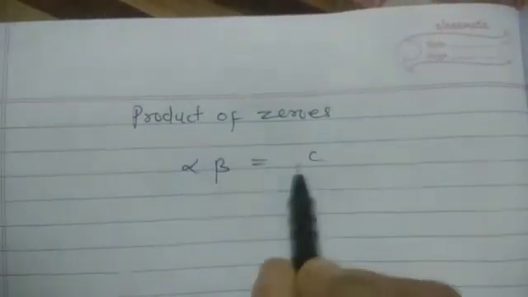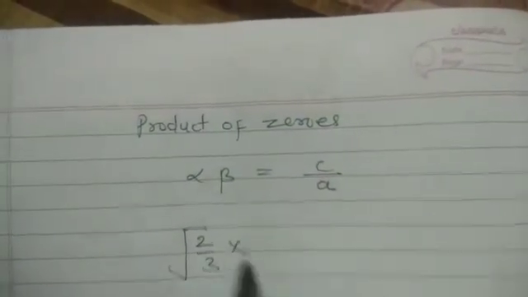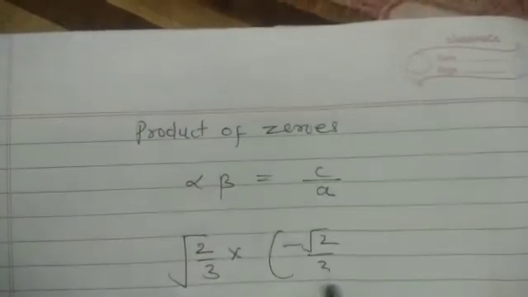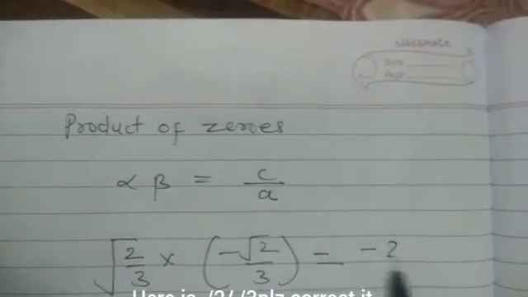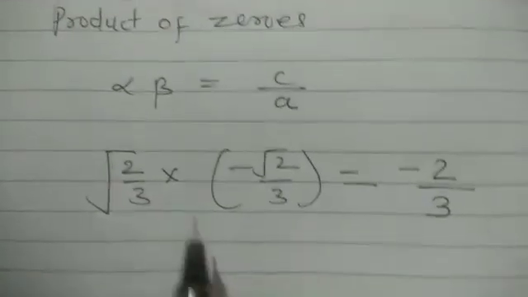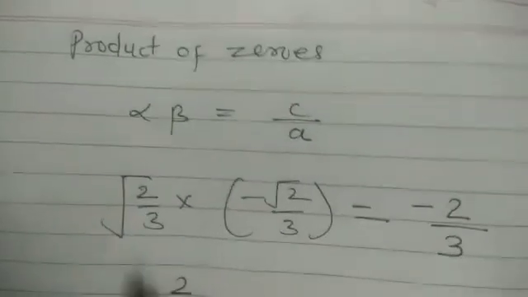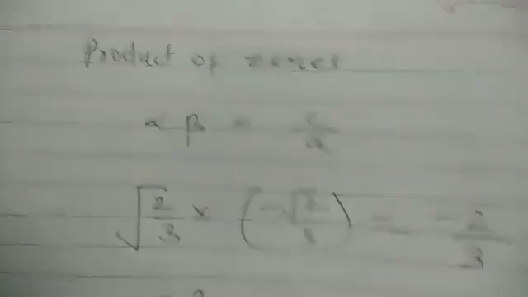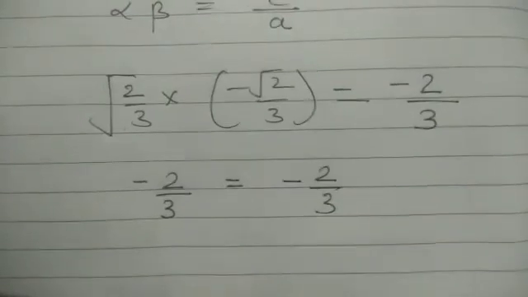Now the product of zeros. Alpha into beta is equal to c upon a. What is alpha? Alpha is root 2 by 3 and beta is minus root 2 by 3, which is equal to c upon a, c is minus 2 and a is 3. You know this thing: root 2 into root 2 is 2, root 3 into root 3 is 3, and plus into minus is minus. So minus 2 upon 3 equals minus 2 upon 3. So the product is also verified.